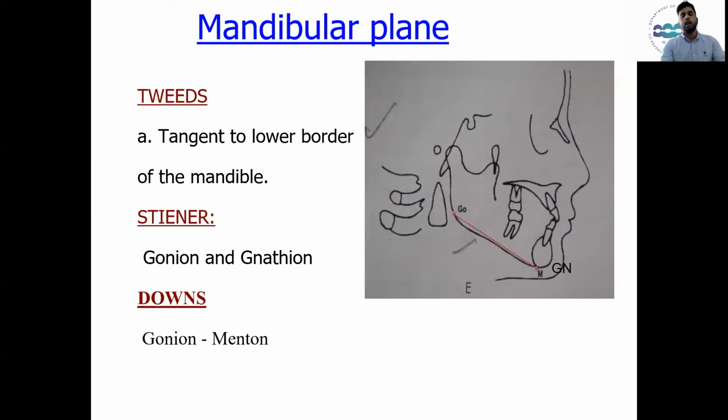In Tweed, Downs and Steiner's analysis, there are different mandibular planes. In Tweed analysis, the mandibular plane is tangent to the lower border of the mandible. In Steiner's analysis, it is gonion to gnathion. In Downs analysis, it is gonion to menton. That is the mandibular plane in the different analyses.